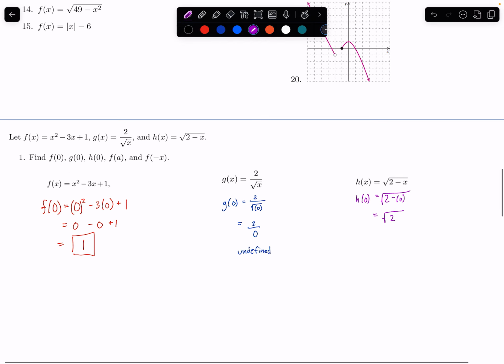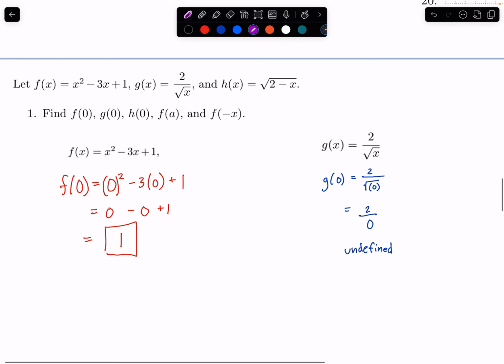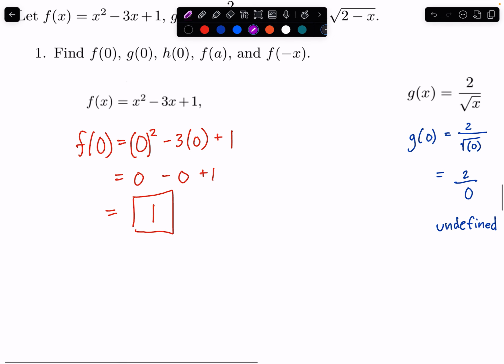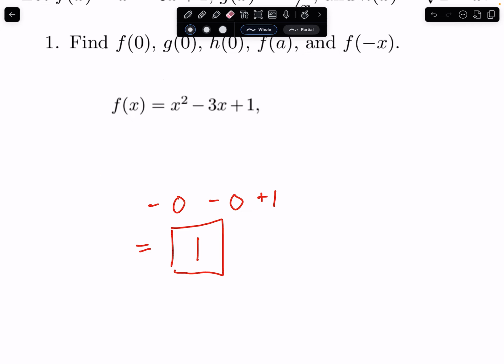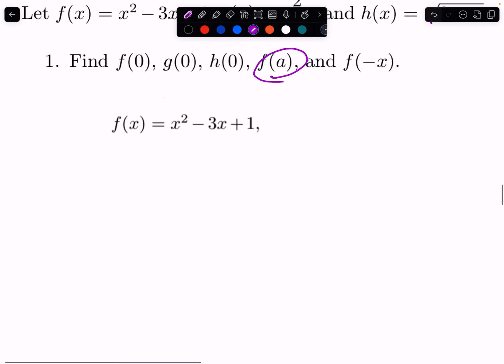Okay, now there are 2 additional questions, right? Find f of a and f of negative x. So we're coming back to our f function. I'm just going to erase this here so I can make space for the new one. Let's do it in purple now. So this is going to be f of a. Wherever I saw an x, I'm going to replace it with an a.